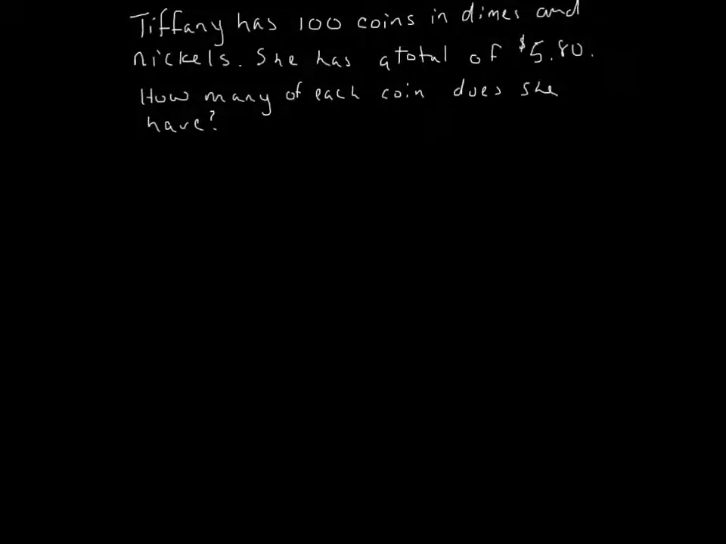Okay, we're going to do a review really quick of some word problems, and these are systems of word problems. So we have two different variables going to happen in these. All right, so first it says Tiffany has 100 coins in dimes and nickels.